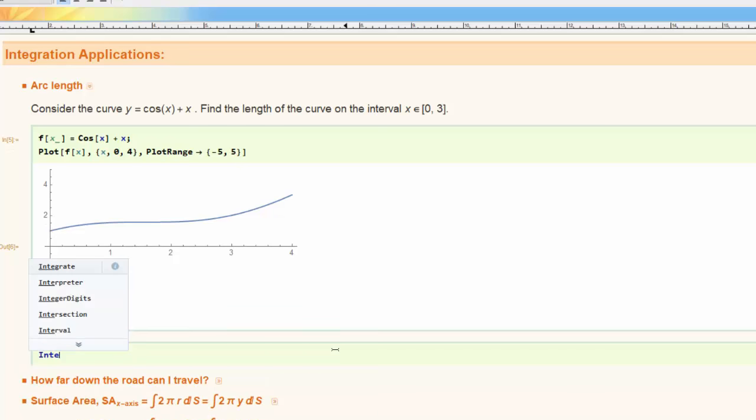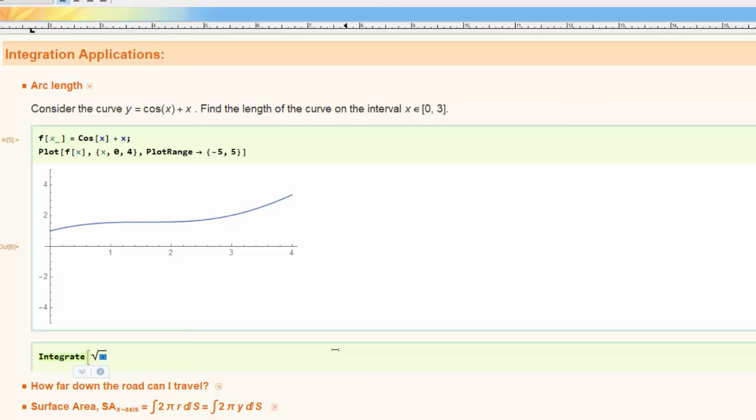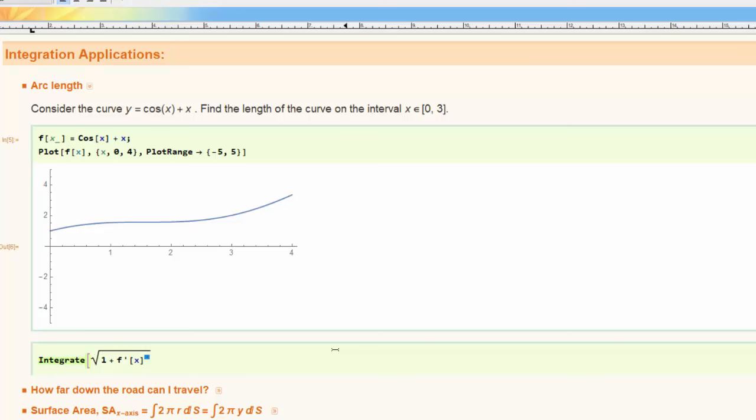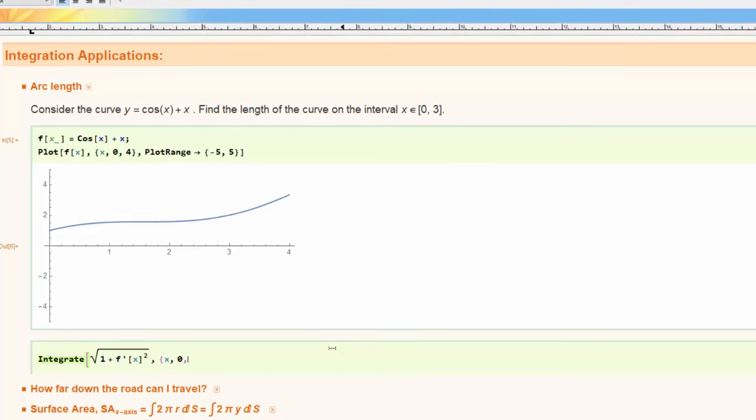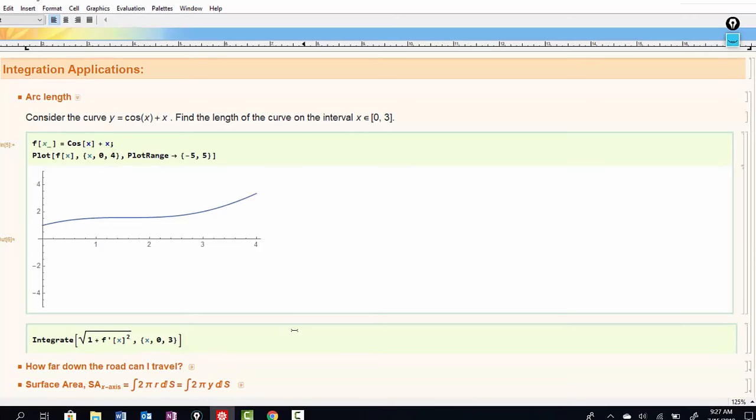So I need to integrate the square root. I'm going to hit Control 2 to get the nice square root notation. 1 plus my derivative, so f prime of x squared. And I'm going to integrate that from 0 to 3. Now when I hit Shift-Enter to evaluate that, you'll notice that Mathematica pauses. In fact, if I go over to the right-hand side here, I can see the cell is colored black. That means Mathematica is working trying to evaluate this.